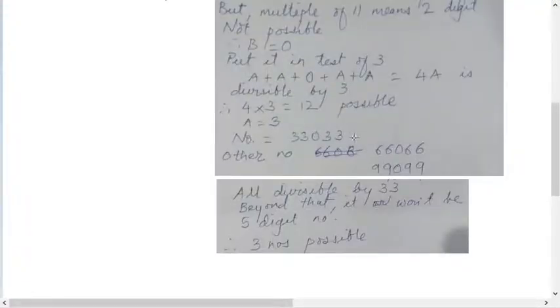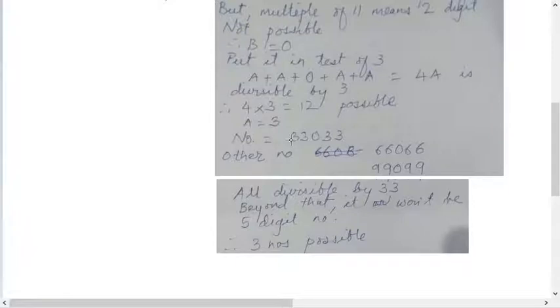Multiply this by 2. So it will be 66066. Right? Multiply by 3, 99099. Multiply by 4, then it will be 12, so it won't be a 5-digit number then. It will be 6 or 7-digit. I think so, 6-digit. Okay.